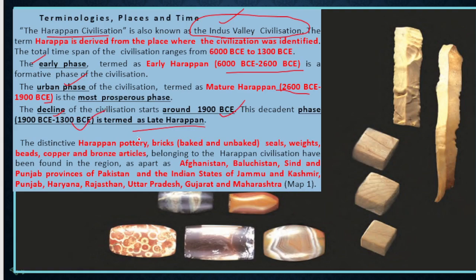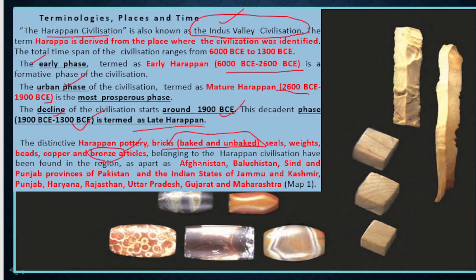Here you should know that they had excellent pottery. They had bricks which were baked and unbaked. That depends: if it's a very important place, it will be baked bricks, else unbaked bricks. Then seals, weights, copper, and bronze articles. Bronze, you should know, is a mix of copper plus tin. This was done for the first time in Harappan civilization. Before that it was only Stone Age or Copper Age.